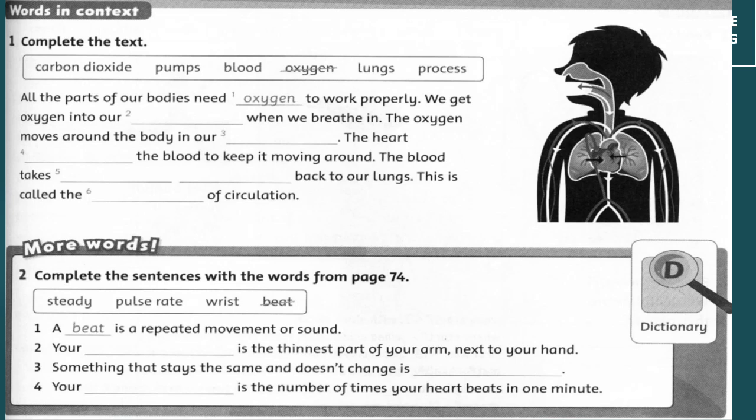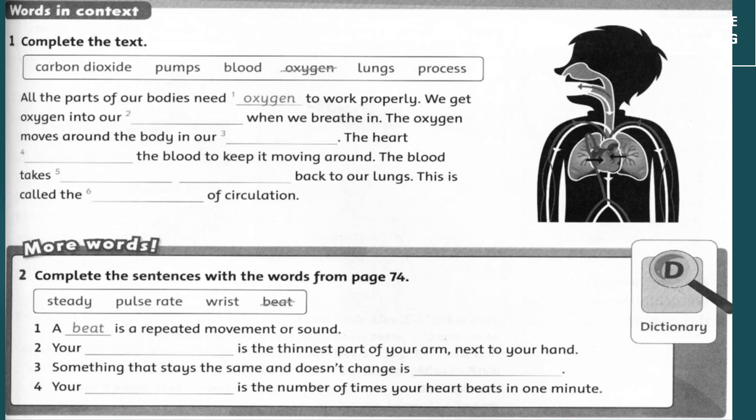Now let's move on. Complete the sentences with the words from page 78. Okay, so we have some words taken from page 78. We're going to use them to fill in these blanks. Number 1 is already done. It says a beat is a repeated movement or sound. Number 2 says your wrist is the thinnest part of your arm next to your hand. Number 3 says something that stays the same and doesn't change is steady.